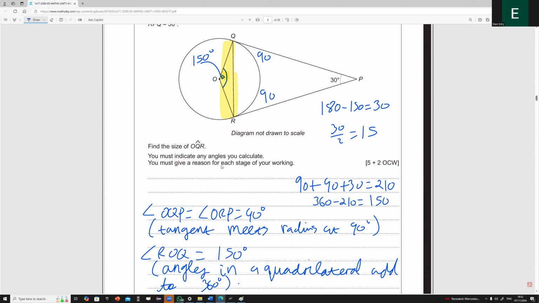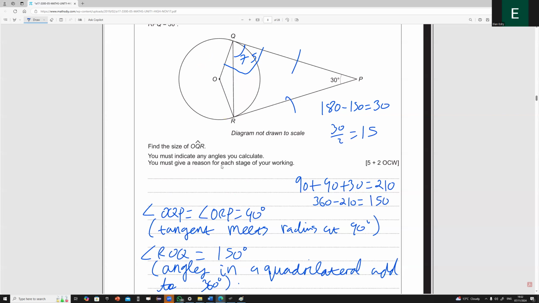Well, that's a really good idea, actually. Yeah, that's true. You can see that the big triangle is isosceles. So you have 75 here, and then all you've got to do is 90 take away 75. Yeah, that's what I did. That's a much better way, actually. That's a much quicker way. Both ways would get you the marks, but I think your way's better there.